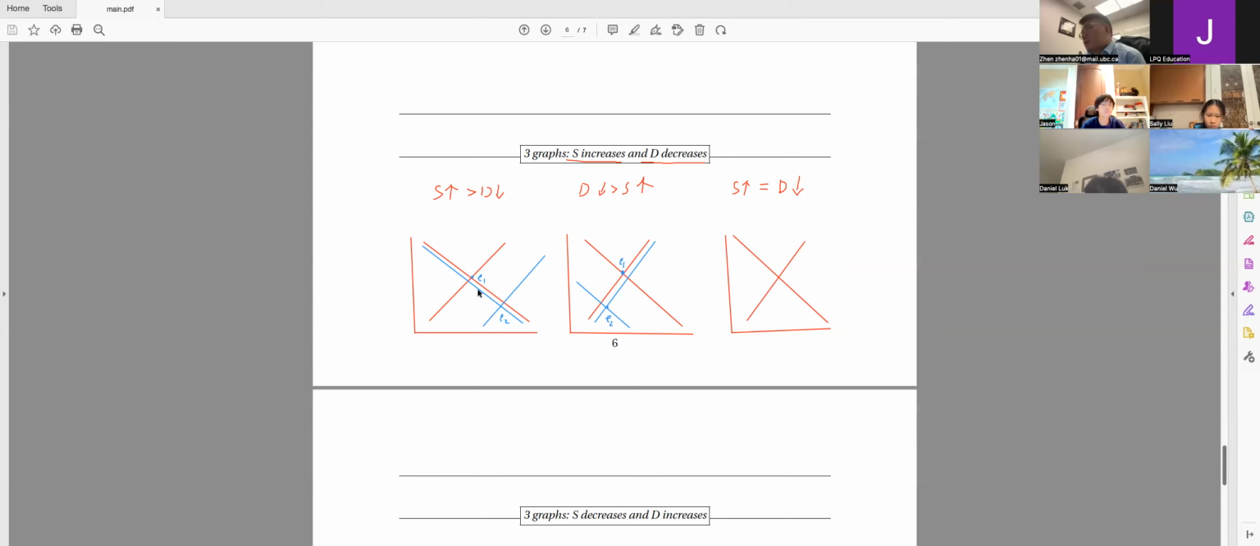And so for E number 2, price decreases, price decreases. Okay, but the quantity for the first graph increases, but this one decreases. For the third graph, quantity remains unchanged.